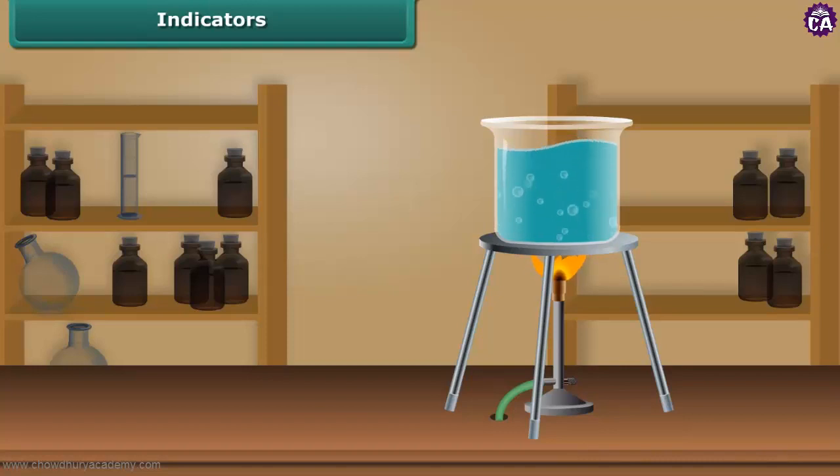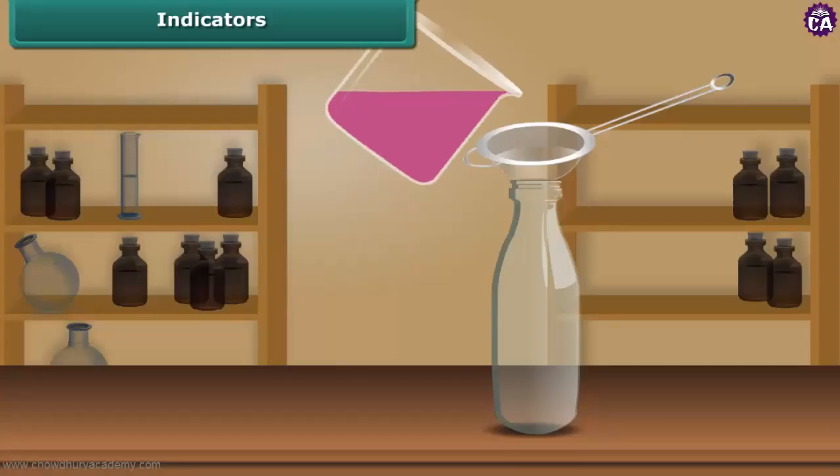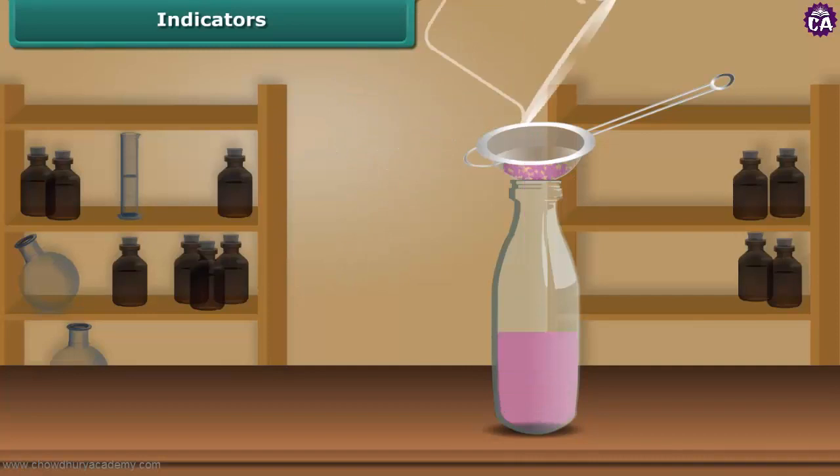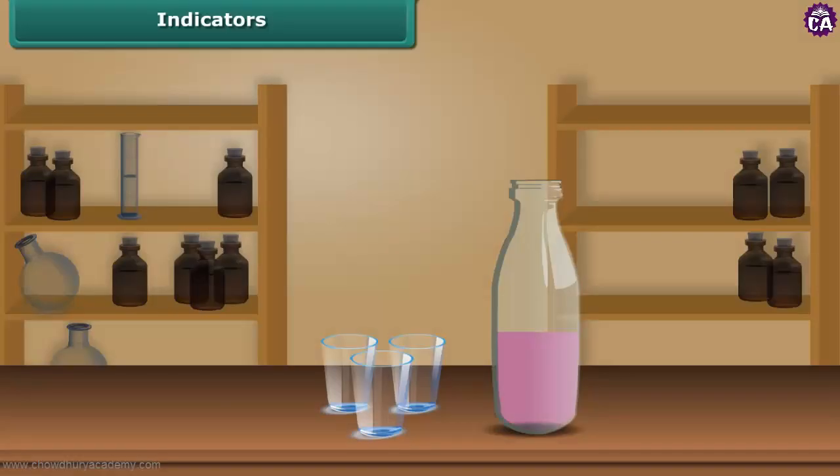Then to this warm water, add petals of China rose. Keep the mixture for some time till the water becomes colored. Filter this purple-red water into a bottle with a tea strainer. This purple-red solution is your indicator. Then take a small amount of this indicator in 3 small glasses.